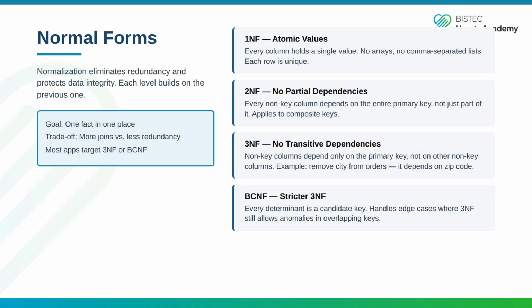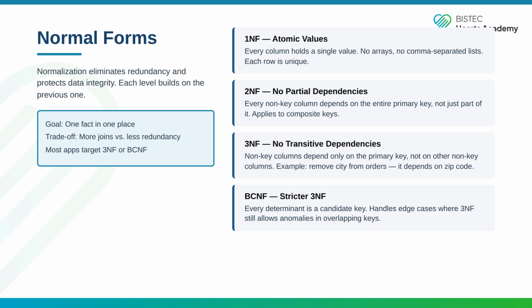Normalization is the process of organizing your data to eliminate redundancy. The goal is simple: one fact in one place. If a customer's address changes, you update it in one row, not 50. First normal form means every column holds a single value. No arrays, no comma-separated lists. If you have a tags column with "electronics, sale, new," that violates 1NF. Each row should be unique.